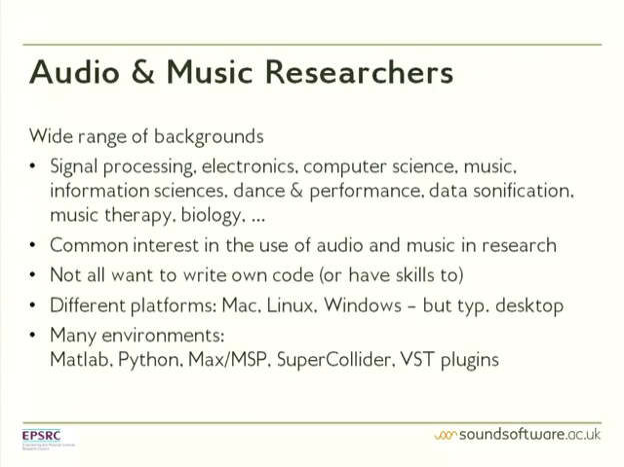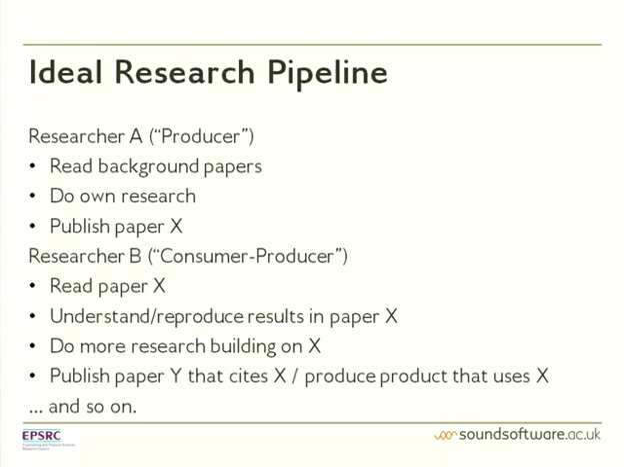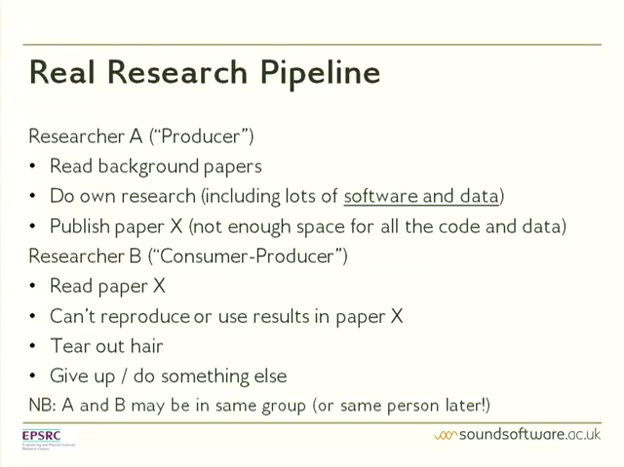So this has implications when it comes to thinking about what an ideal research pipeline might be for what we work in. The ideal research pipeline goes that one researcher, let's say researcher A, reads some background papers, they do some research, they publish their paper, and another researcher B thinks this is really interesting and wants to build on this research. So they understand this paper, they can reproduce the research in the paper from researcher A, and do more research building on that, and then they write their own paper, and that cites researcher A. So researcher A is happy because they've got some citations, and also they're making a difference to the world. Research is advancing.